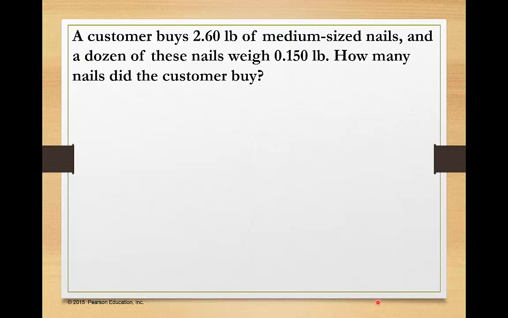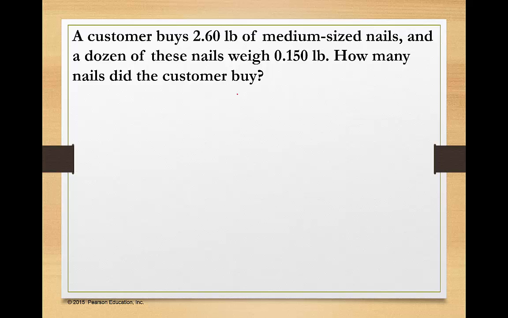So let's look at an example of this. Customer buys 2.60 pounds of a medium-sized nail. Now, instead of weighing out one nail, we're going to weigh out a dozen of these nails, okay? So we've got 12 of them. And I'm going to switch over to my pen here, just in case we want to write something. All right, so how many nails did this customer buy?